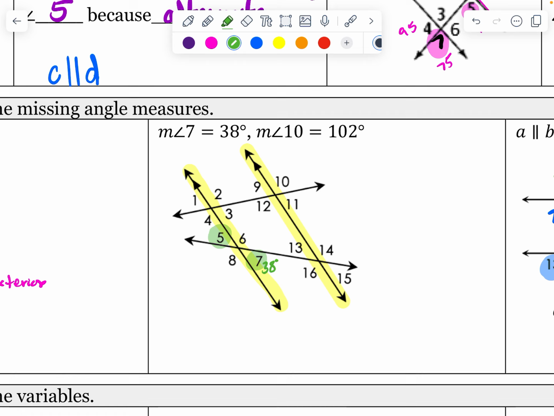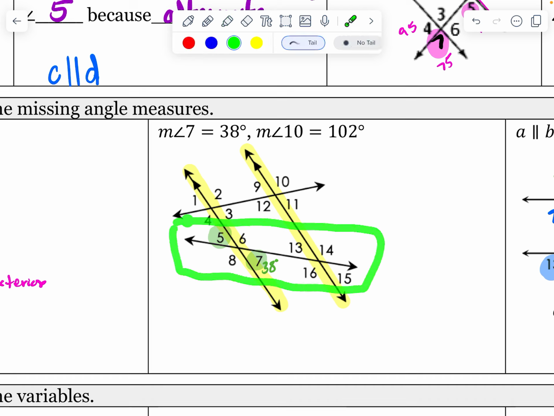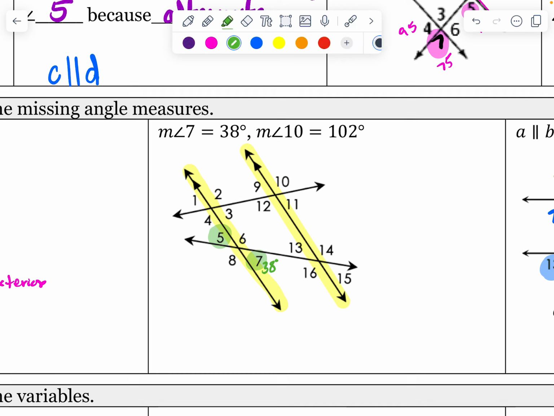Now, let's look at my parallel lines. I have parallel lines cut by a transversal. The transversal we're talking about is going to be on this bottom. My parallel lines are circled, and then I have a transversal cutting them. This transversal is cutting them. So my other corresponding angles are going to be 13 and 15. Those are all going to be 38 degrees. Green is going to be 38 degrees.